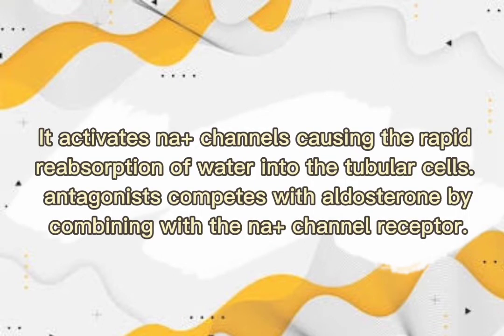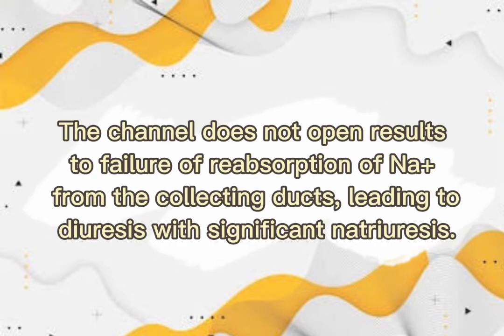It activates the sodium ion channel, causing the rapid reabsorption of water into the tubular cells. The antagonist competes with aldosterone by combining with the sodium ion channel receptors. The channel does not open, resulting in failure of reabsorption of sodium ions from the collecting ducts, leading to diuresis with a significant natriuresis.